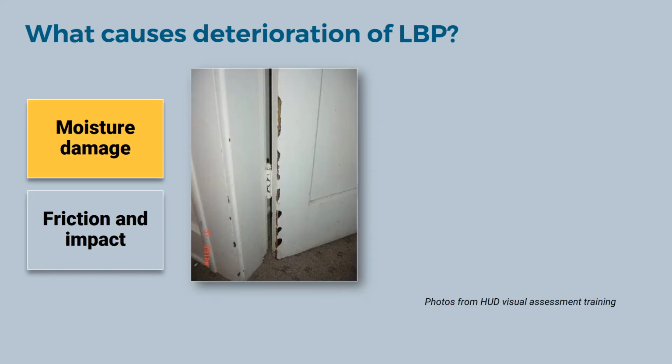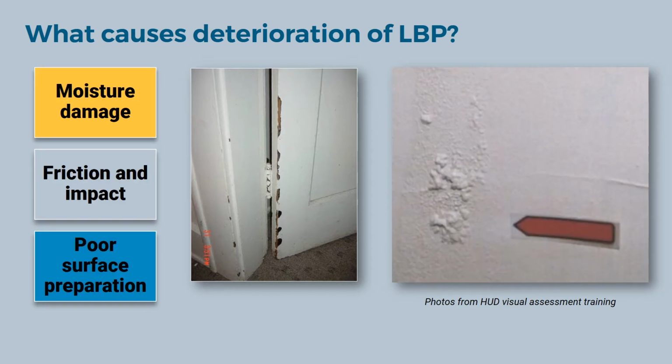Next, friction and impact cause paint to deteriorate. Most paint was not designed to resist continued abrasion or the dings that come from hard use. Windows and doors are key areas to look for friction and impact damage. The photo of the door and jamb show this.